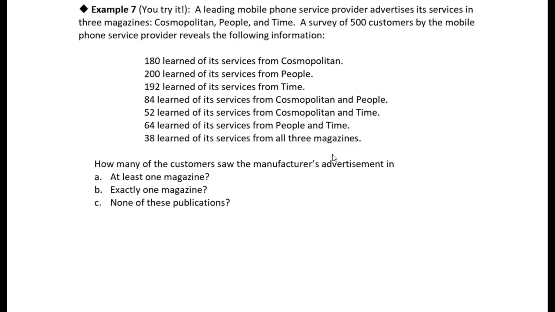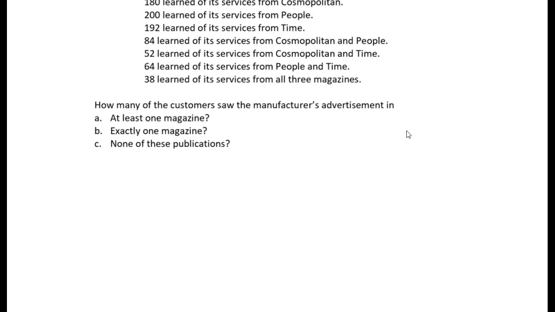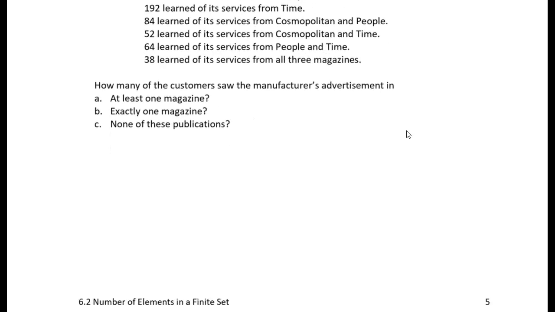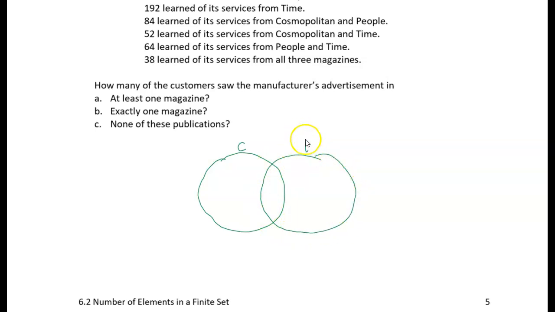So we're going to take this information and put it in a Venn diagram. Now, I haven't even read the question yet, but we know it's going to be a Venn diagram question. Unfortunately, my screen isn't big enough. But we've got 3 categories of people. Some people learned of the service from Cosmopolitan, so I'm going to call them C. Some people learned about the service from People magazine, so I'm going to call that P. And another category of people learned from Time magazine about this service.